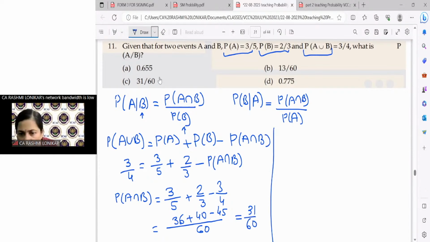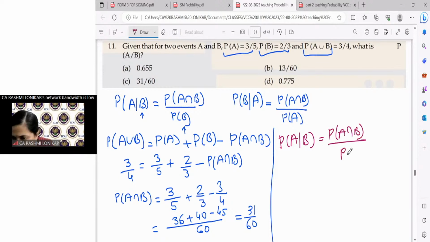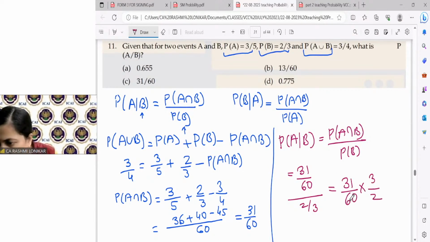Now we find P of A given B, which is what is asked. P A given B is equal to P of A intersection B upon P of B. P of A intersection B is 31 upon 60, and P of B is given as 2 by 3. So this will be 31 upon 60 into 3 upon 2. 3 20s are 60, so the answer is 31 upon 40.